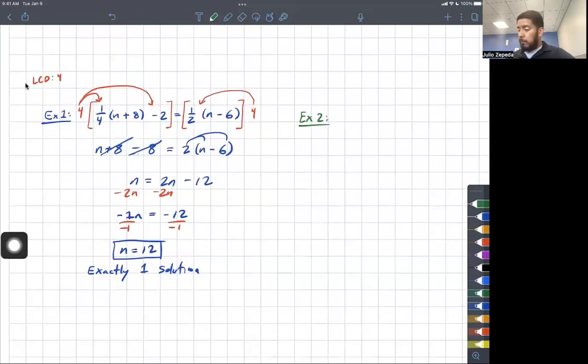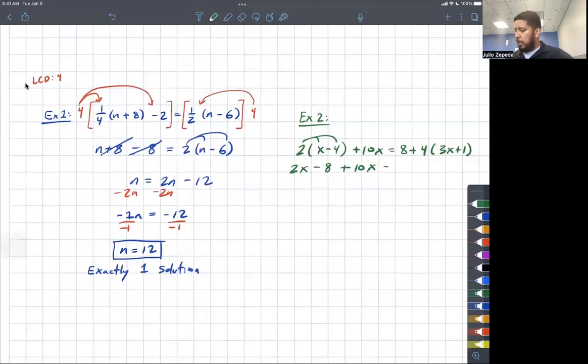Example number 2. We have, I'll write it down below, 2 times x minus 4 plus 10x is equal to 8 plus 4 times 3x plus 1. And so with this equation, we can distribute. We have 2x minus 8 plus 10x is equal to 8 plus 12x plus 4. And if we combine like terms, on the left-hand side, we have 12x's and a minus 8. On the right-hand side, we have 12x's and a plus 12.